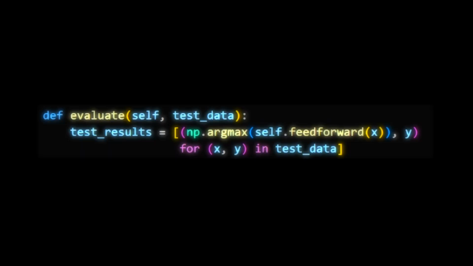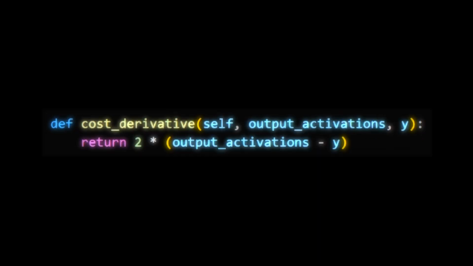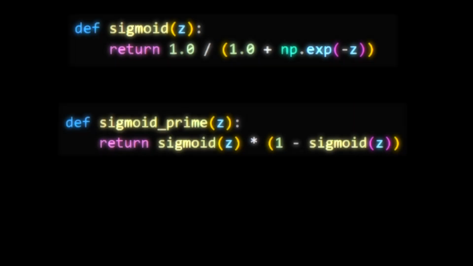To complete this, here are a couple of other helper functions. Evaluate takes in a bunch of images and the corresponding answers and spits out the answer of our network for each image. Note that because the network spits out a probability distribution, we fetch the answer by taking the digit the network is most certain of. Here's the cost derivative, a reminder that output activations is our network's answer, again in the form of a probability distribution, and y is the actual answer. And here is sigmoid and sigmoid prime.